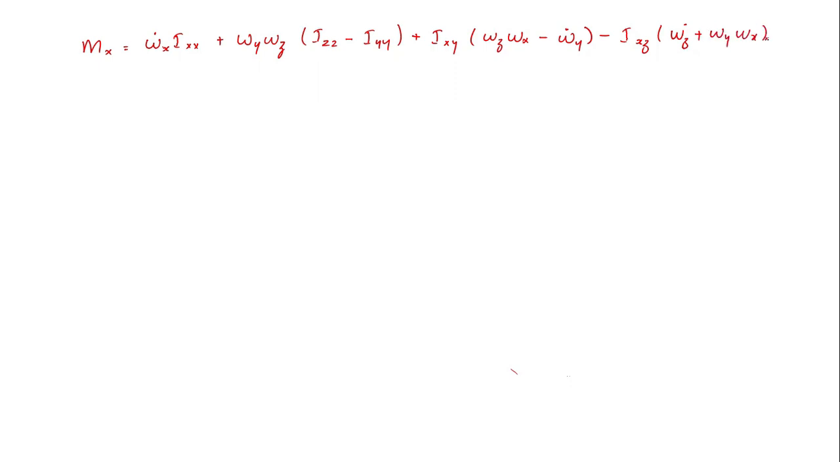mx is equal to omega x dot into Ixx plus omega y omega z into Izz minus Iyy, plus Ixy into omega z into omega x minus omega y dot, minus Ixz into omega z dot plus omega y omega x, minus Iyz into omega y square minus omega z square.